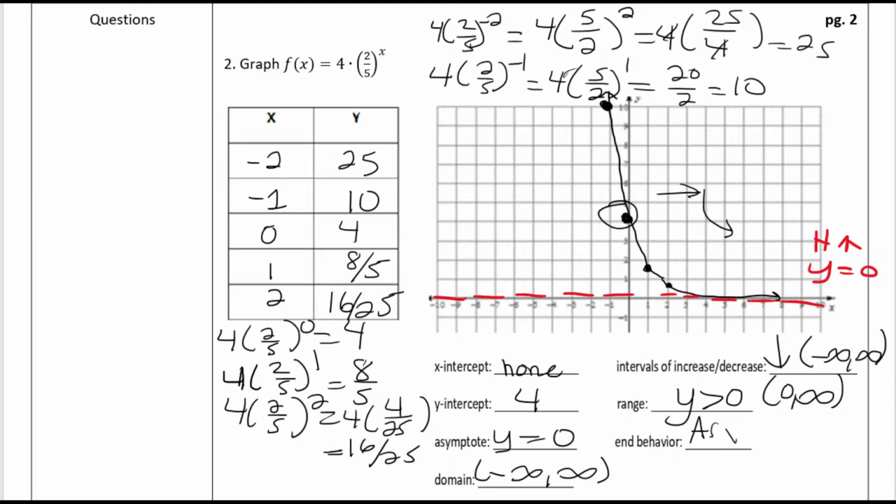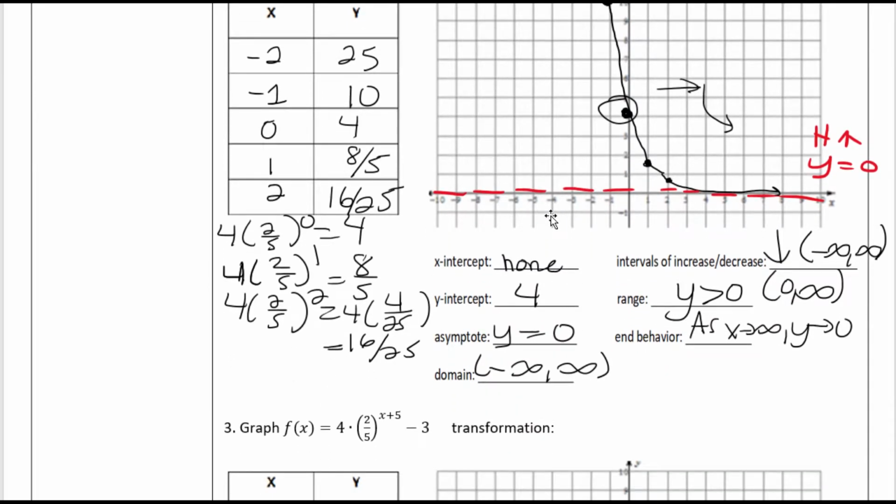The end behavior: as x is increasing, y is decreasing and approaching 0. So as x approaches infinity, y approaches 0. And as x is going to the left, or more negative, the graph is increasing. So as x approaches negative infinity, y approaches infinity.